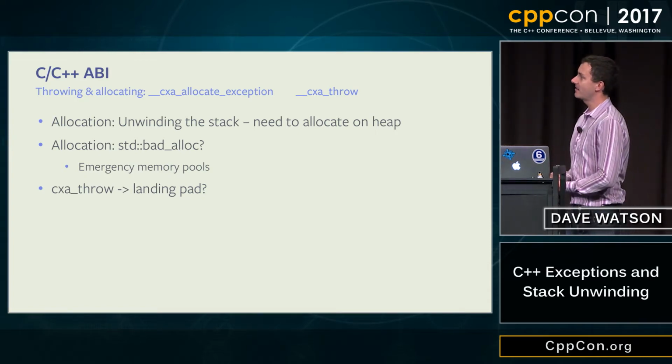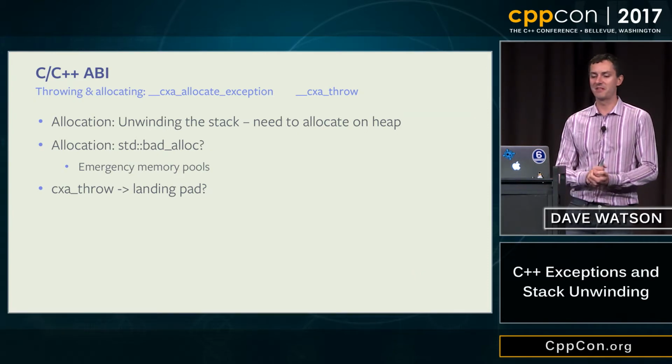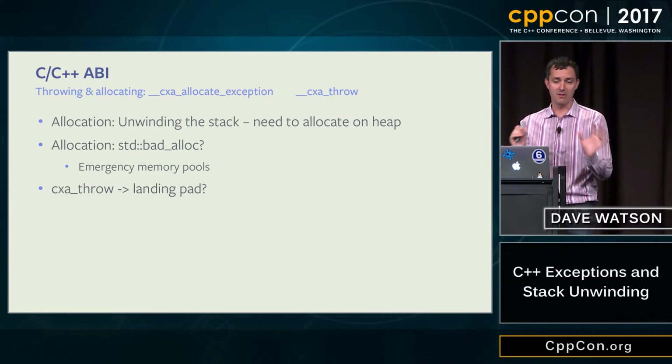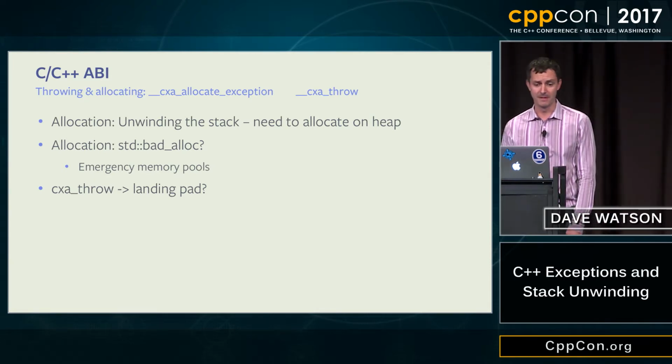So pretty much the rest of the talk is talking about how CXA throw is implemented. So how do we get from the throw to the landing pad? This is pretty much all the complication of how exceptions are implemented.